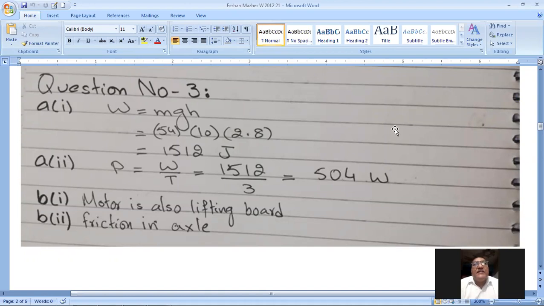In the second part he asked how much is the power. You know the power is work done divided by time, and the work done is 1512 joules, and this was done in 3 seconds. So divide the work done with the time taken, and the answer will be 504 watt.